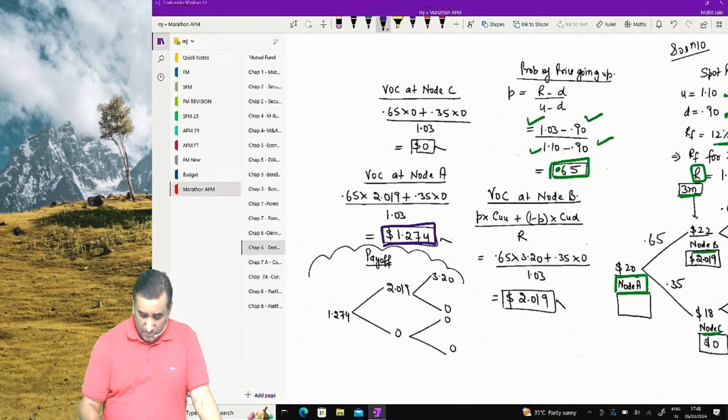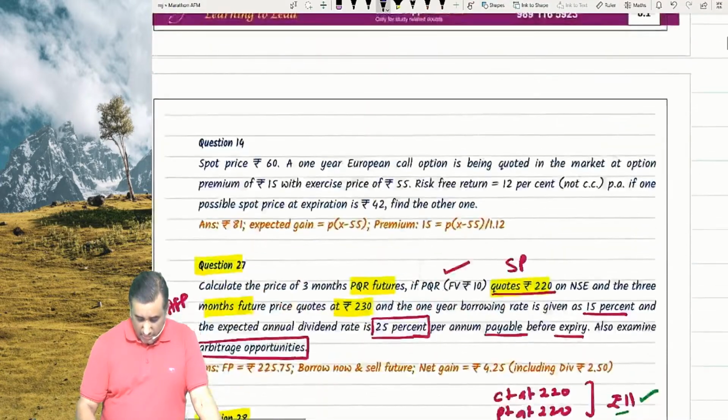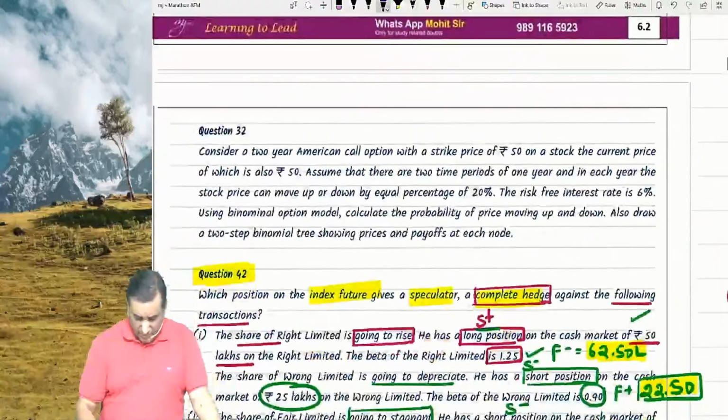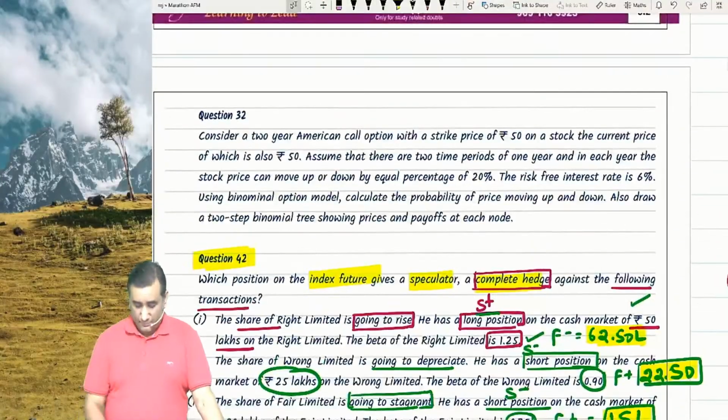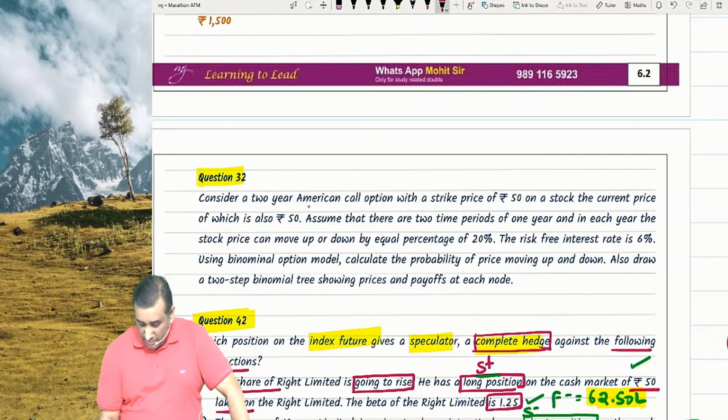I'll move to the question number. This was 10th. 14th question is a missing figure. You can do it at home if you want. The answer is given to you, or let me know and I'll ask it myself. 32nd question. 32. We do it. Consider 2-year.